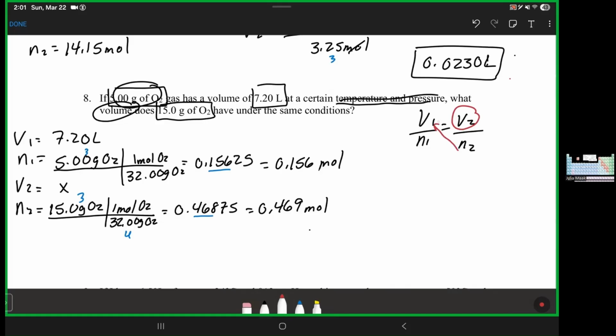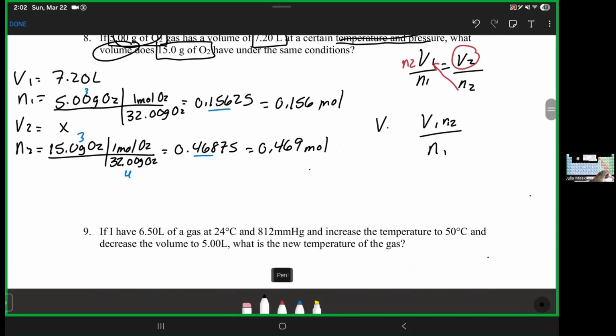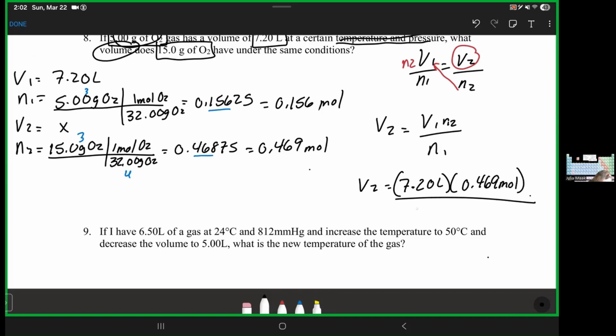Okay, so now I'm isolating, I'm solving for V2. So N2 is going to come to the top on the other side. So my V2 is equal to that V1, N1. Oh, N2, I did that again. N2 over N1. So my V2 is going to be equal to the 7.20 liters times my second moles, 0.469 moles, divided by my first moles, 0.156 moles.